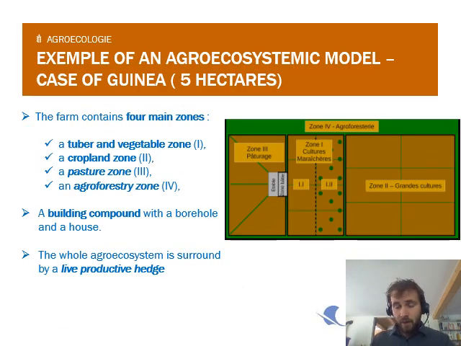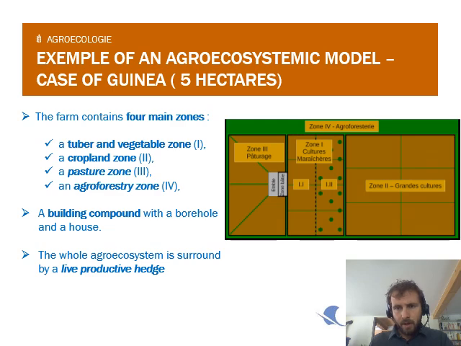So now we'll give a really precise example of what an agroecosystemic model is, to show what these farms that we establish are. So we'll take the case of Guinea, where we have a first mother farm of 5 hectares. In Guinea we are now establishing 3 other mother farms in the other climatic regions of Guinea, but today we will focus on this first farm that was established in Pita, so it's in middle Guinea.